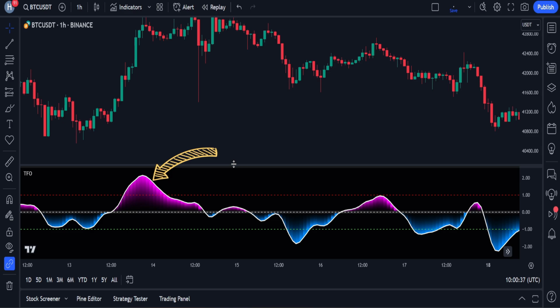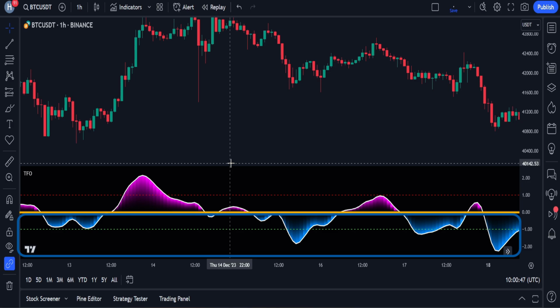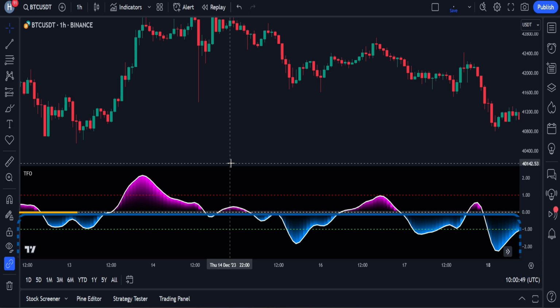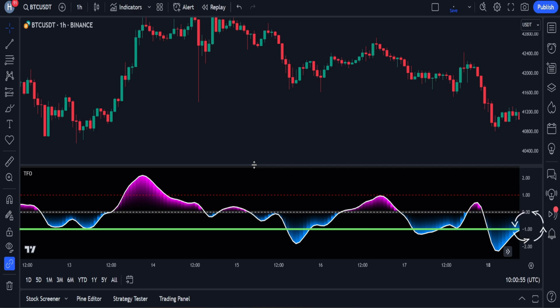This white line that you see here is Trend Flex line, and depending on being above or below the center line, it has a background color. When it's above 0, it's pink in color, and when it's below 0, it becomes blue in color. We also have this red dotted line, which is the upper threshold, and it's set at 1, and we have this green dotted line, which is the lower threshold and is set at -1 level.